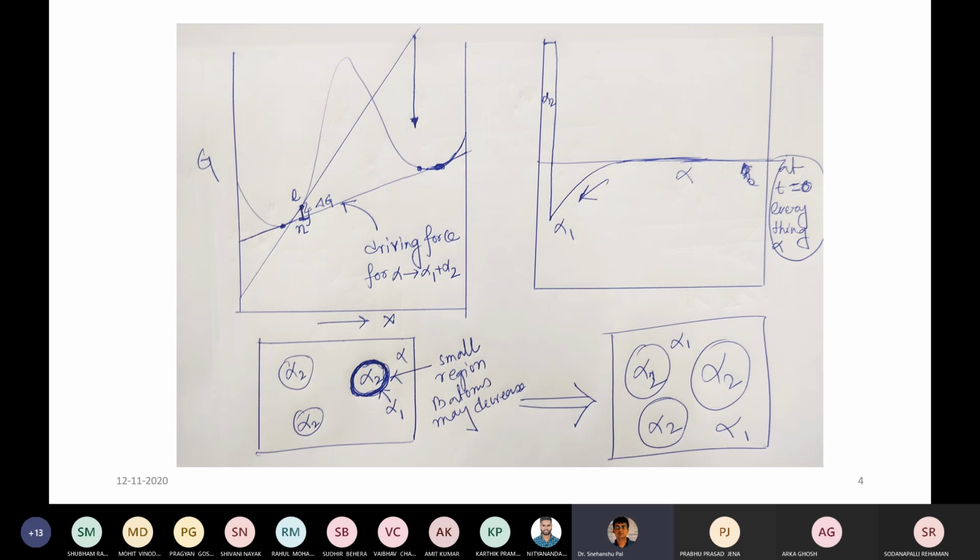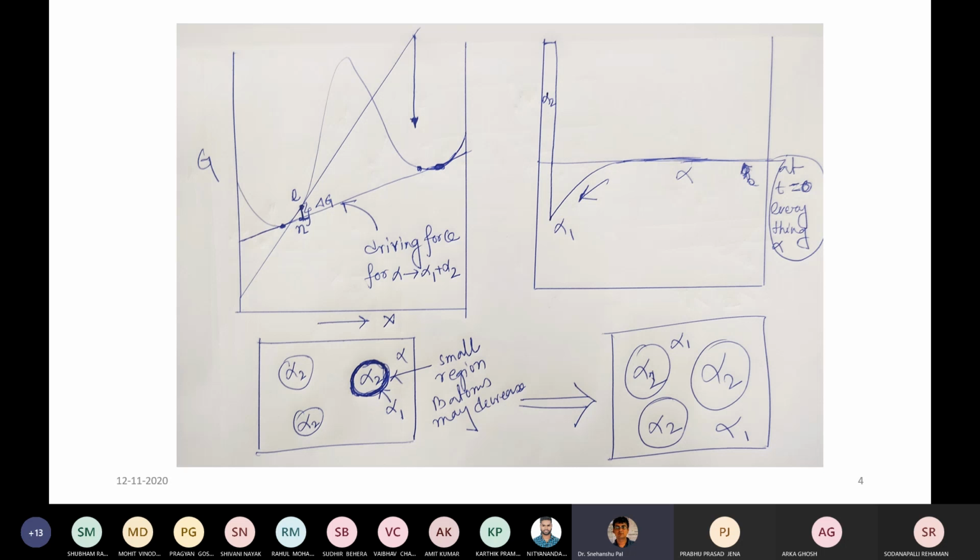Because if you see the part where I have marked with an arrow, only if you go in that direction can you reach the equilibrium concentration, and those are the scenarios where an A rich phase and a B rich phase will be produced. Now we are going to understand the kinetics part of that. We'll just touch upon that.